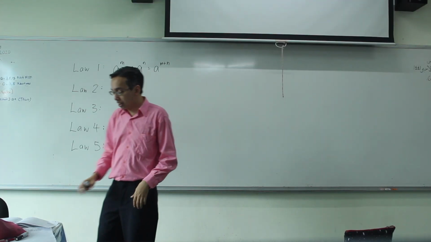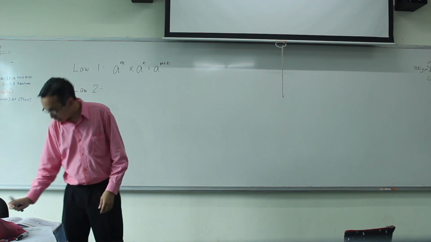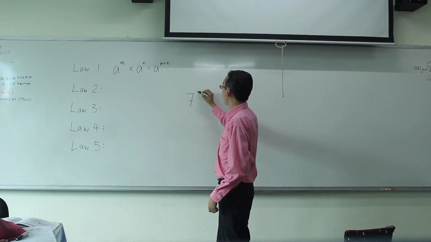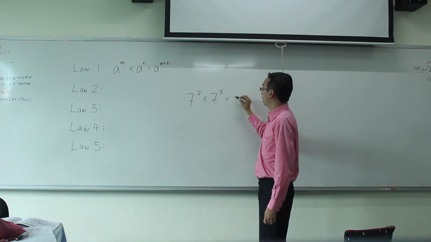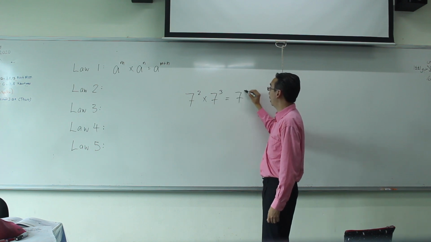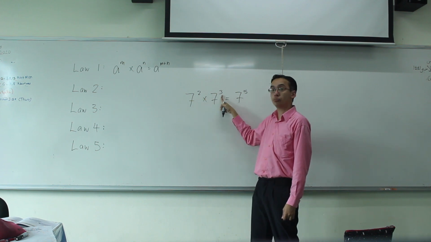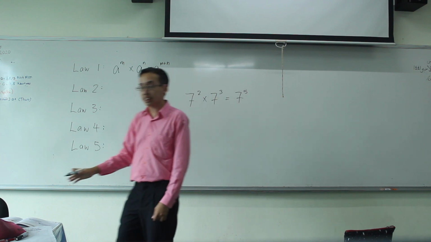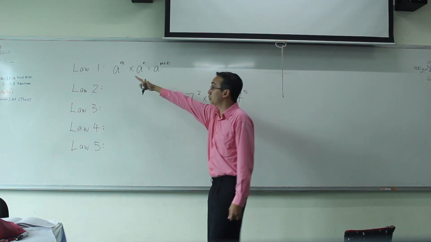From the investigation, what do you find out? You find out that 7 to the power of 2 times 7 to the power of 3 gives the answer 7 to the power of 5. There's a connection: the 2 plus the 3 gives you 5, and it happens for all the investigations. So why is this so? Let's work with this.